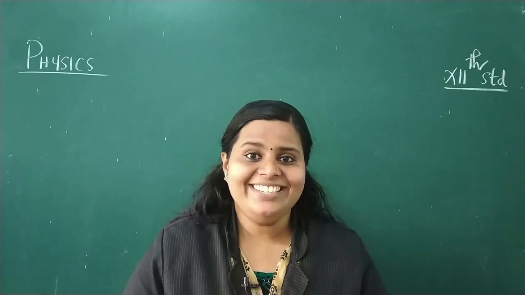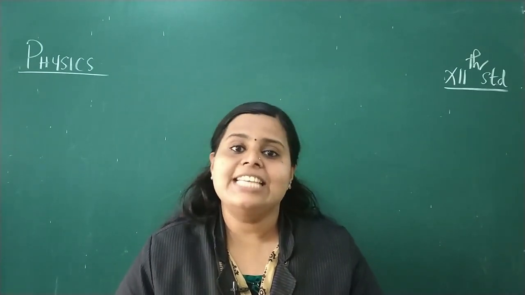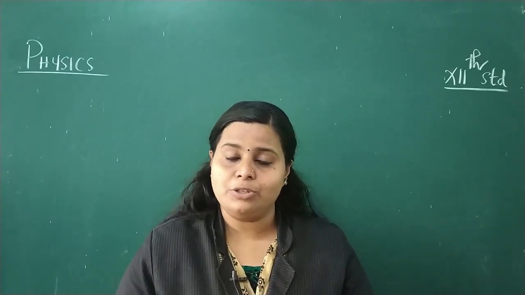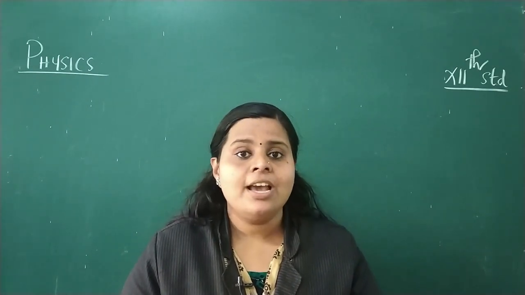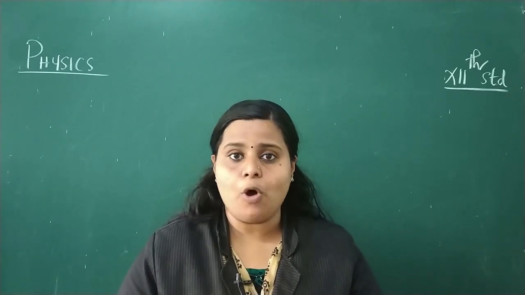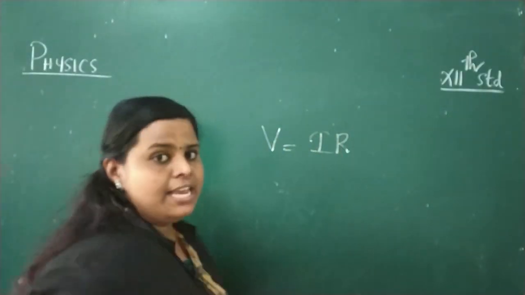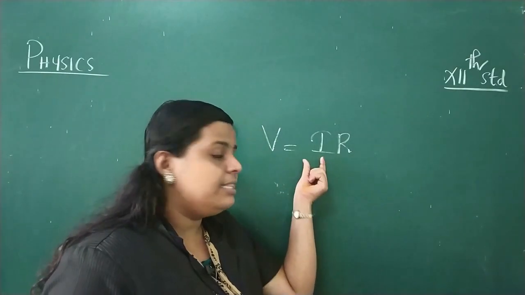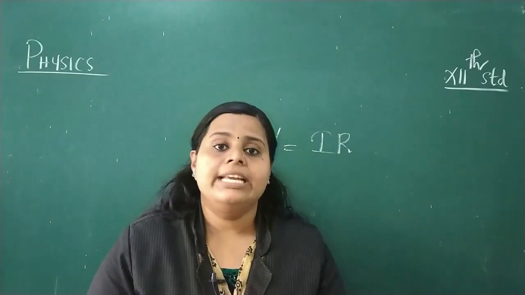Happy welcome, my dear children. In the previous video, we got introduced to the third chapter, that is Current Electricity. There I explained the significance of the title of the chapter. So hope you remember that. Then we defined electric current, right? After that we learned Ohm's law. Do you remember the mathematical expression of Ohm's law? Yes, that is V is equal to IR, where V is the potential applied across the ends of a conductor, I is the current flowing through the conductor, and R is the resistance of the material of the conductor.